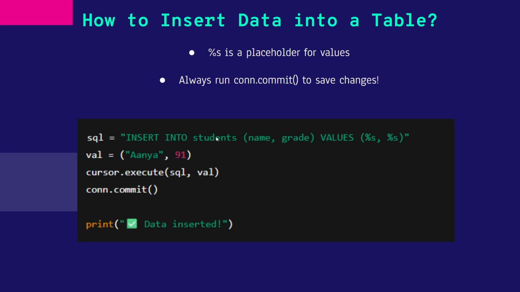Like SQL equals INSERT INTO your table, what are these values? If you have nothing right now, you just use %s as a placeholder, and then val over here, like val equals Anya, 91. So cursor.execute(sql, val). Basically all it does is insert Anya into name and 91 into grade. And then con.commit to save your changes.